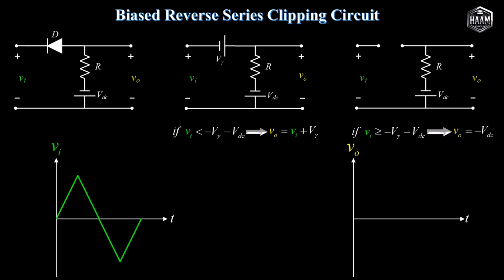Plotting V sub O over a complete period shows that whenever V sub I exceeds negative V sub gamma minus V sub dc, V sub O holds fixed at negative V sub dc. When V sub I falls below negative V sub gamma minus V sub dc, the output follows the negative peak of V sub I shifted upward by V sub gamma, before returning to the clipped level of negative V sub dc for the remainder of the period.